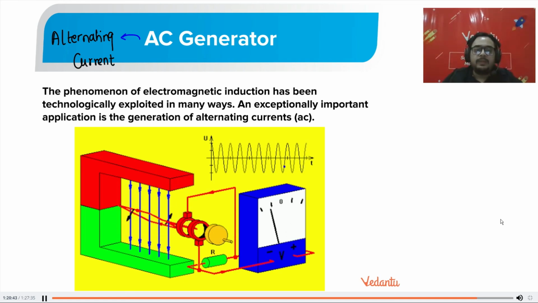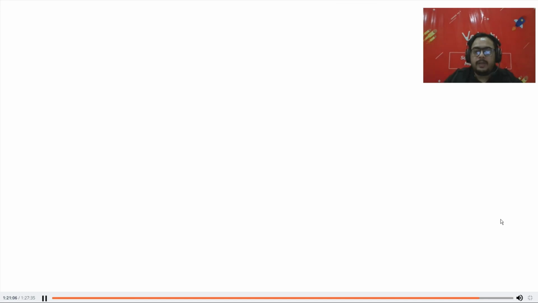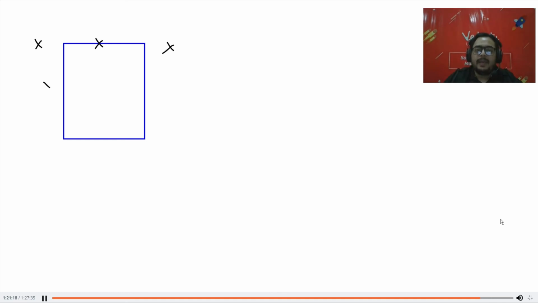So the phenomenon of electromagnetic induction has been technologically exploited in many ways. An exceptionally important application is the generation of alternating current. So let me explain it to you. Suppose you have a coil, and magnetic field is passing through it. Let me say B is the magnetic field, and this is the axis about which your coil is rotating by omega.